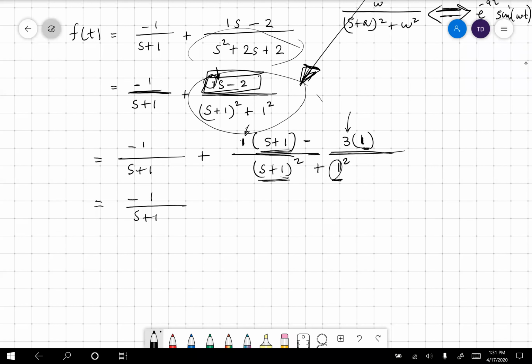Inverse of this next term would be minus 3 e to the minus t sine of t. And that would be our answer.